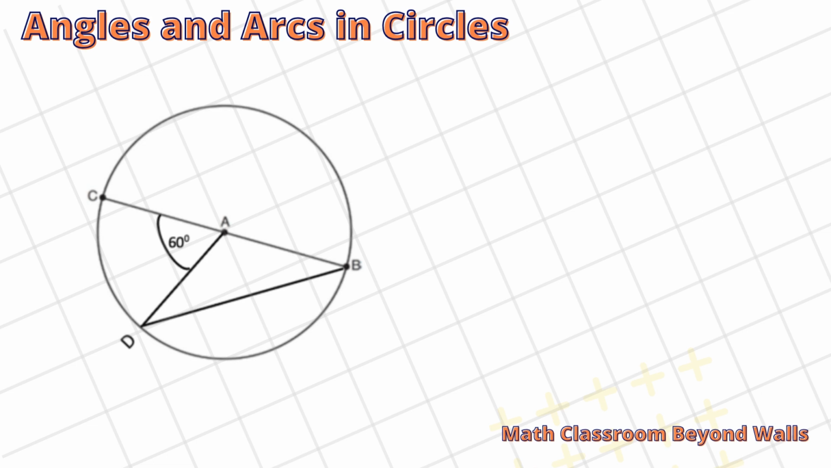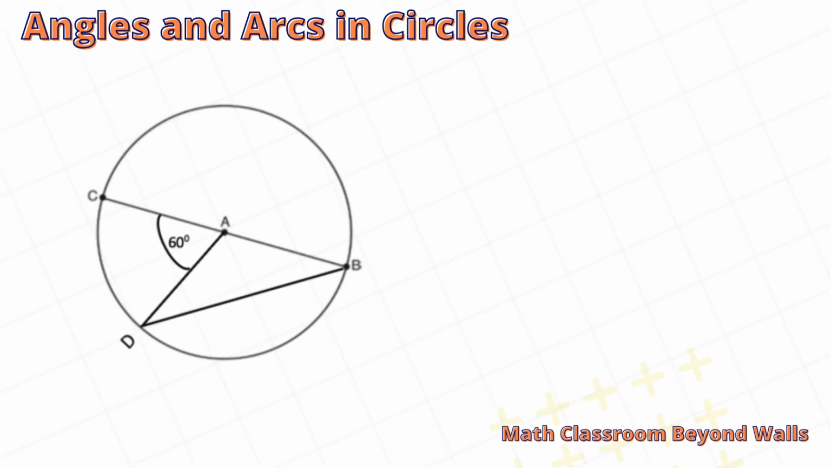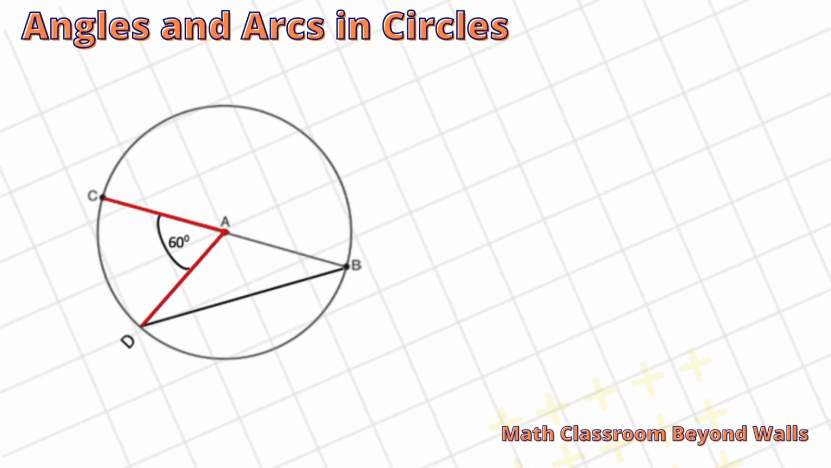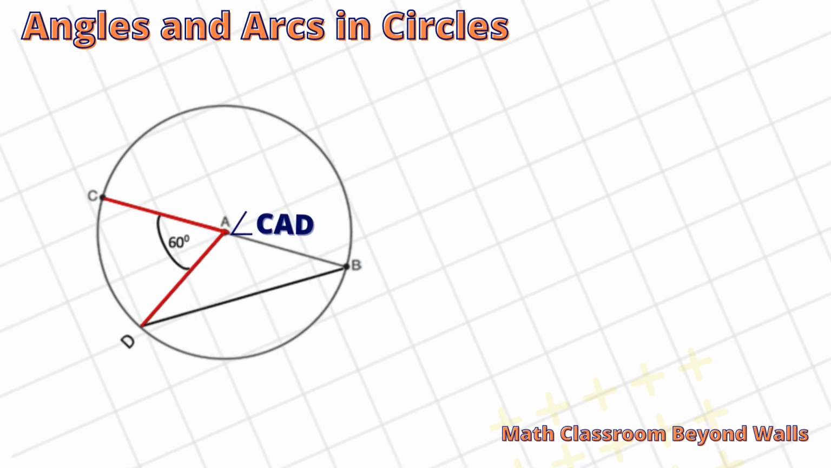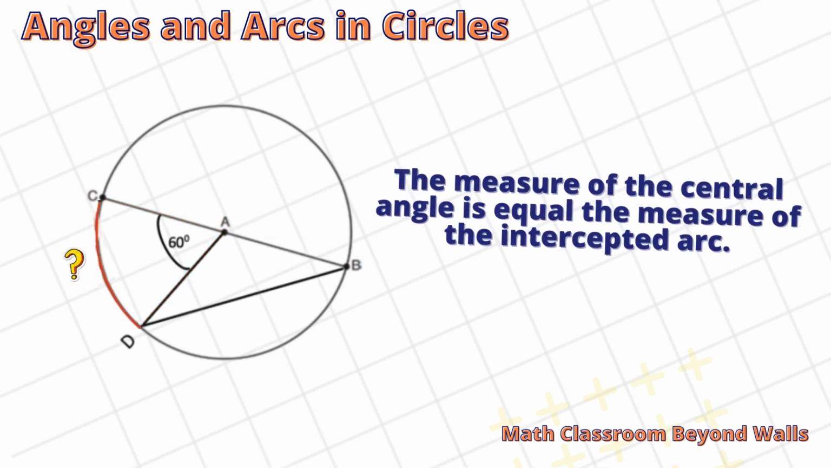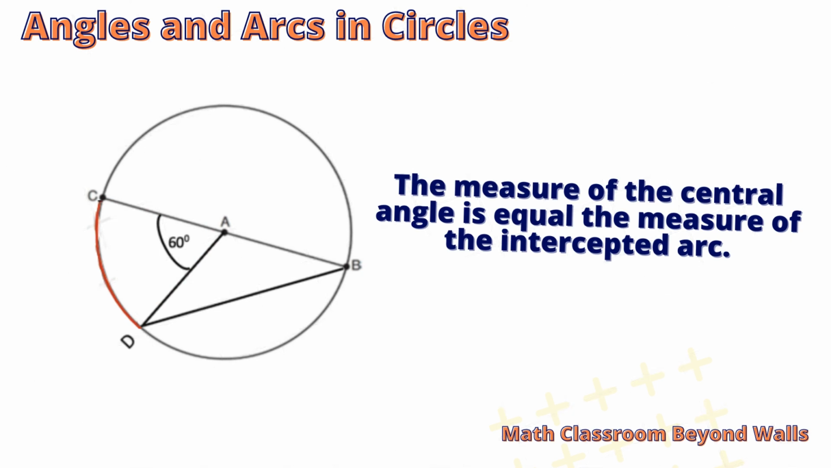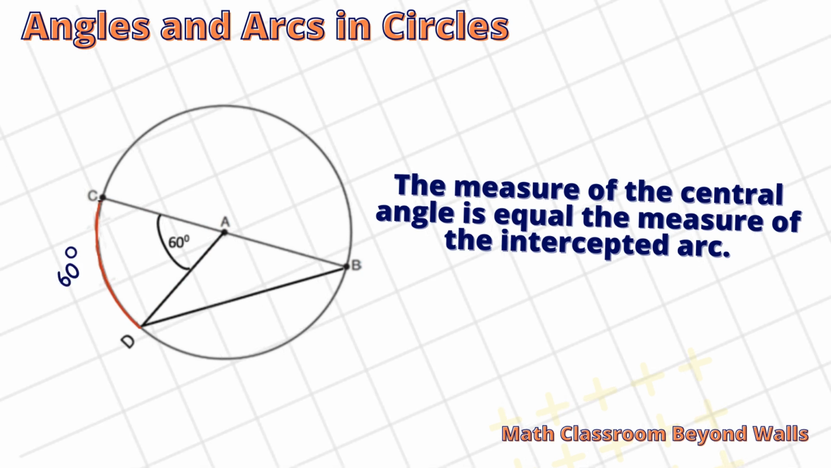Let us look at the figure shown here. If angle CAD is 60 degrees, what is the measure of arc CD? Okay, where is angle CAD? What angle is this again? Right, this is a central angle. What again is the relation between the central angle and its intercepted arc? Therefore, the measure of arc CD is 60 degrees.